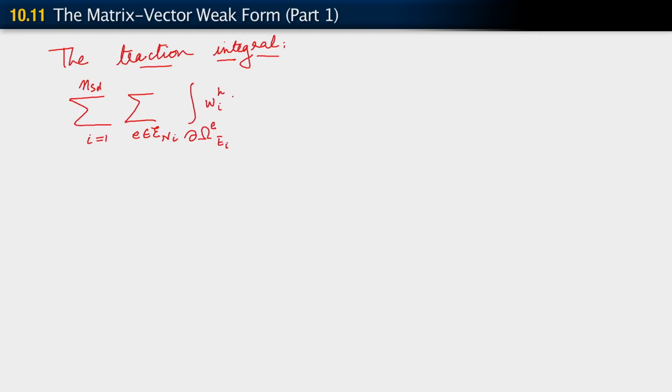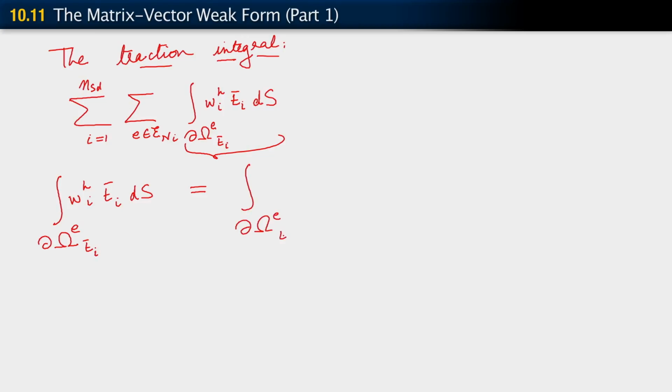W H I, T bar I, ds. Okay, so what that tells us is that it's really this integral that we need to consider. Okay, so we have this one. Remembering that we do not have here a sum implied. Okay, that's straightforward. We need to do that as the integral over partial omega E T bar I.